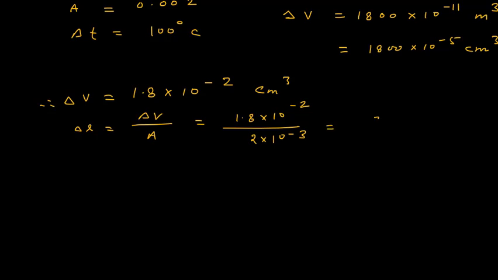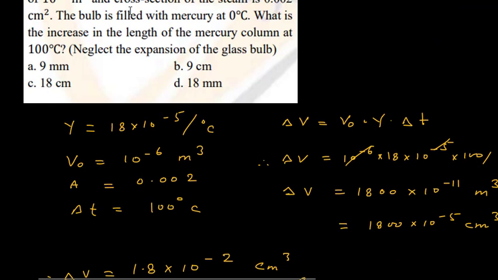So it is 18 upon 2, that is 9. So this is 9 what? 9 centimeter, or again I am doing something wrong. 18. Okay, this is 9 centimeter. It should be 9 centimeter. So 9 centimeter. This B option is correct option.